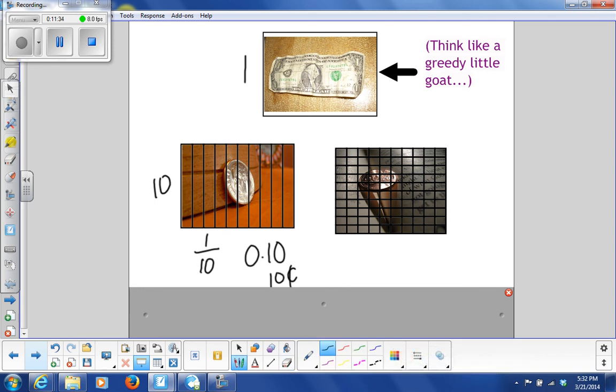Okay. Pennies. How many pennies are in a dollar? 100. Okay, 1 penny would be represented as 100th, or 0.01, or 1 cent. Don't have to worry too much about knowing your dollars and cents, even though you learned that in like first grade.